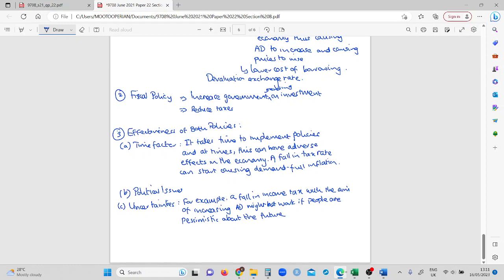Similarly with savings. It's not certain that lowering the interest rate will make people stop saving and spend. Savings also can be influenced by many other factors. This is why we have some uncertainties whenever we implement these types of policies. Okay? So here, you can give three factors which can make them ineffective, and then you explain as I have put here.